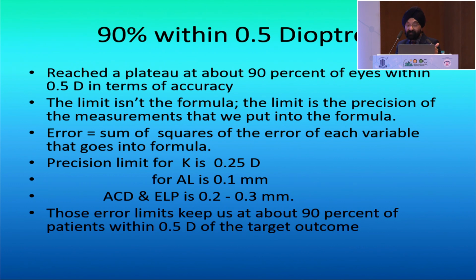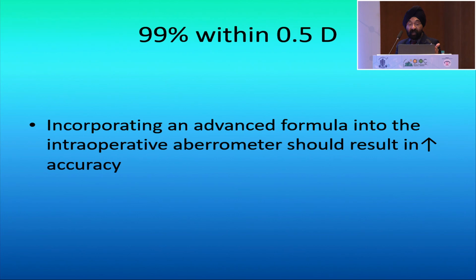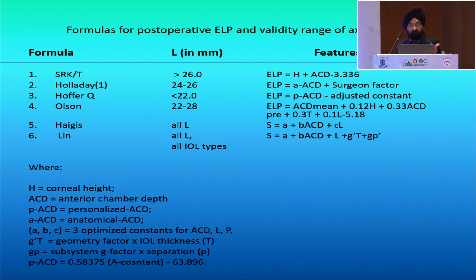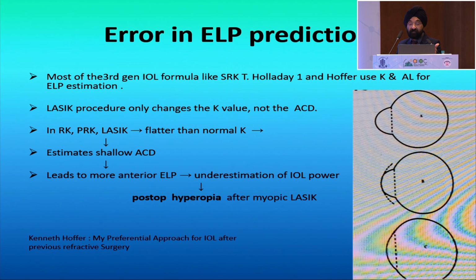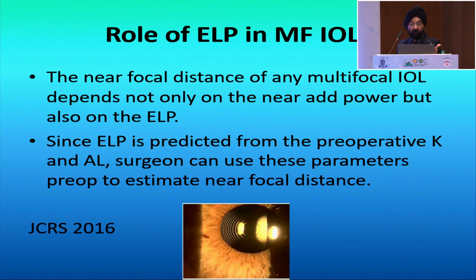So these errors keep us at 90% accuracy. Can we achieve 99%? Yes, if we use newer formulas and use specific formulas for different situations. So these are various formulas where effective lens position can be calculated by these mathematical measures, but there are errors in effective lens position in post-keratorefractive surgery patients. I will not go into detail.